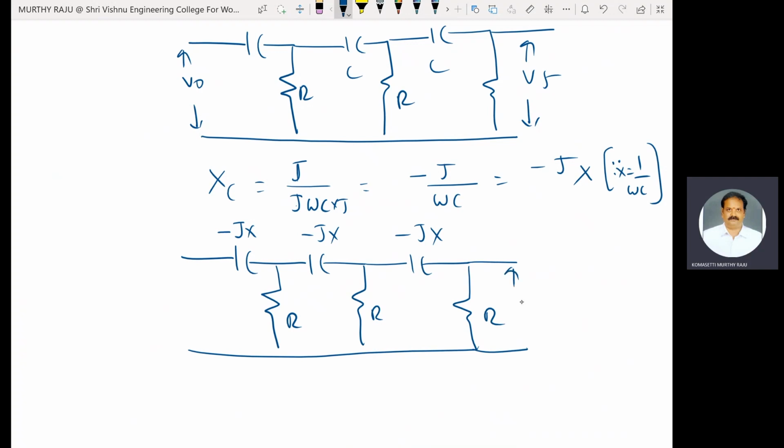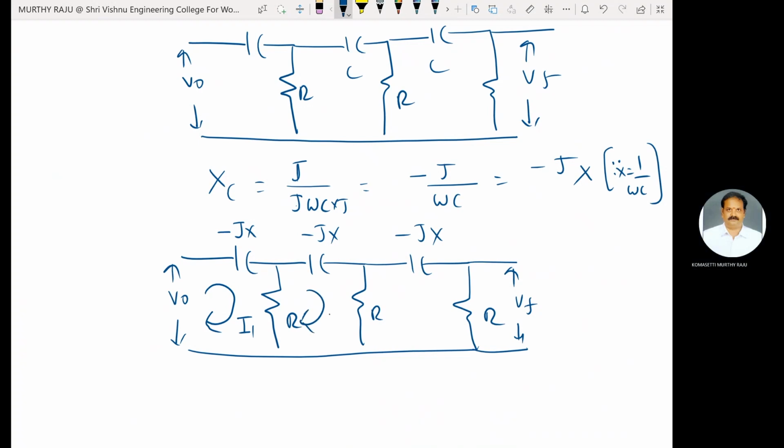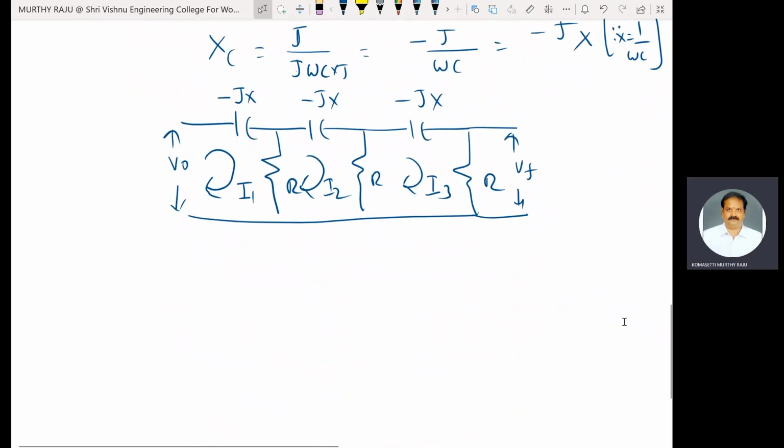This one is Vf, the feedback voltage. This one is V naught. The output of the op-amp in inverting mode is applied as input to the feedback network. Assign three loop currents I1, I2, and I3. Apply mesh analysis to the network.